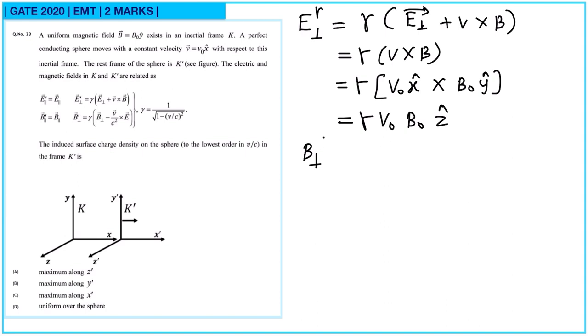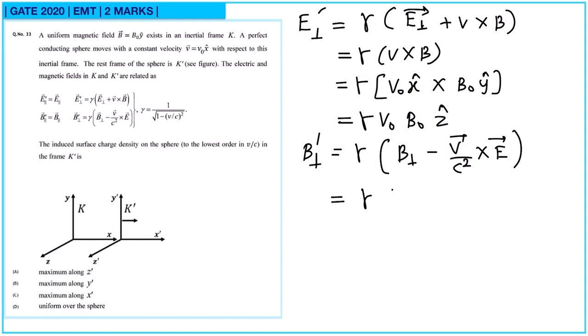Now B perpendicular dash will be equal to gamma into B naught. So here let us write B there. So minus V upon C square cross E bar. So E is 0. So that means this will be gamma into B perpendicular. So that is gamma into B naught into y cap.